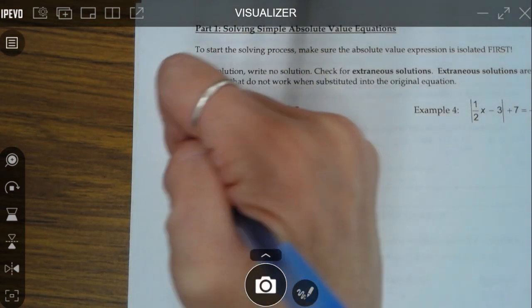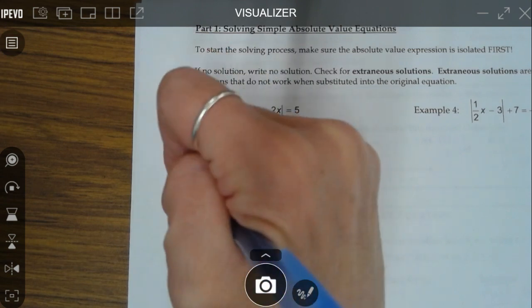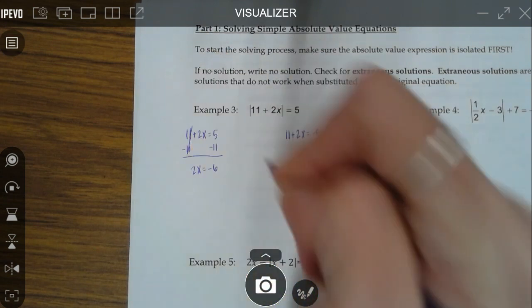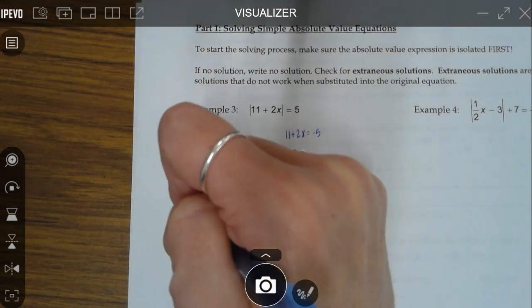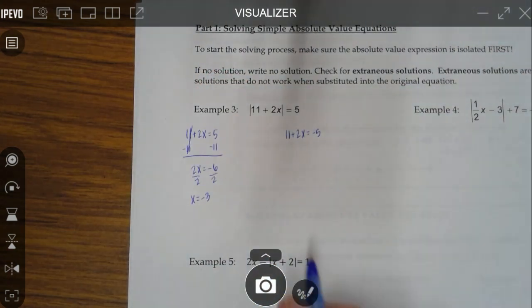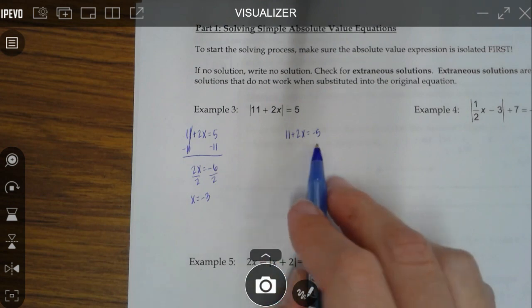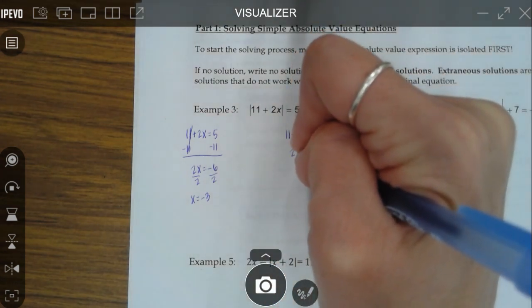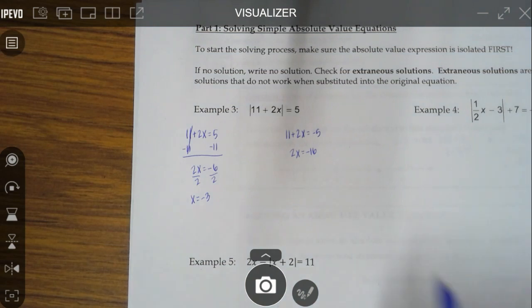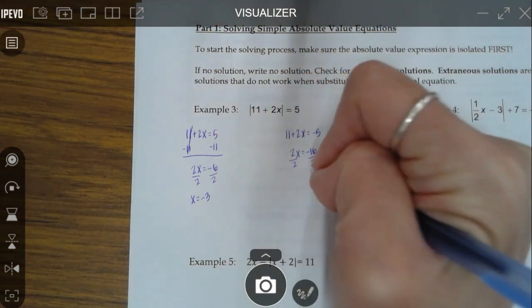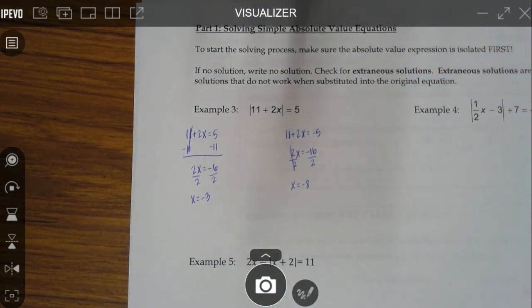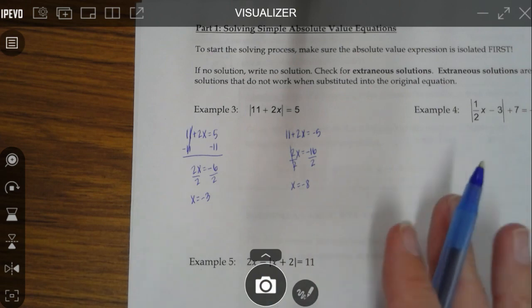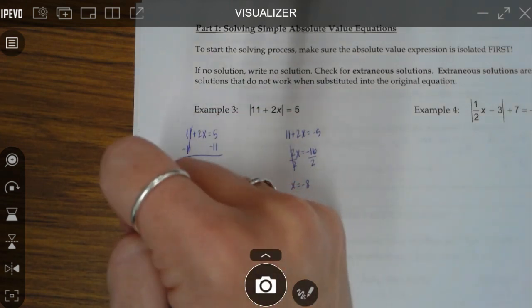So if I subtract 11 here, I get 2x is equal to -6. Divide by 2, I get an x value of -3. Same thing over here. Subtract 11 from both sides. That should give me 2x is equal to -16. Divide by 2, I get an x value of -8. And again, I'm not just going to take this as, oh, look, there are my two solutions, I'm done. I'm going to go ahead and check.